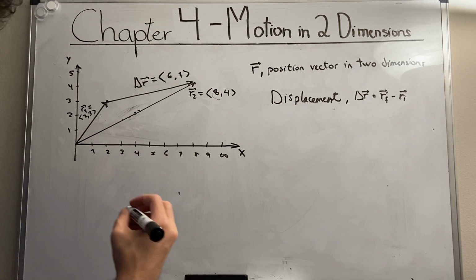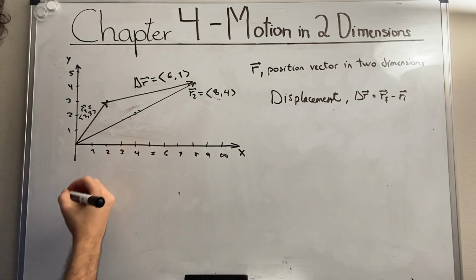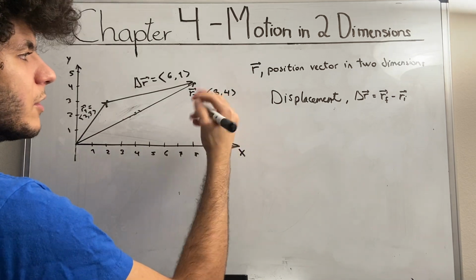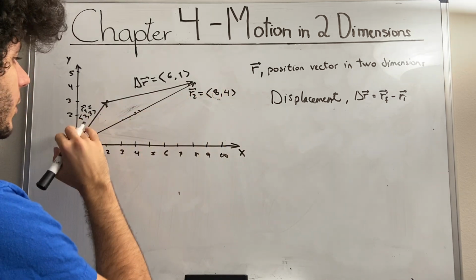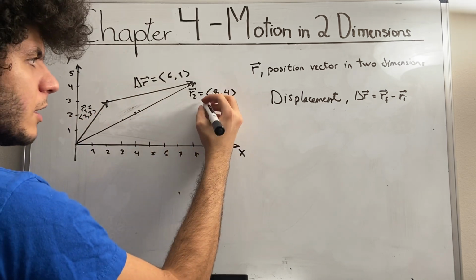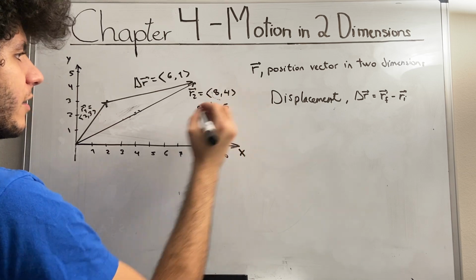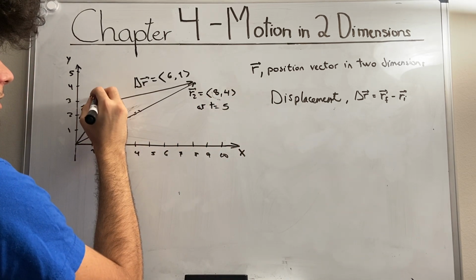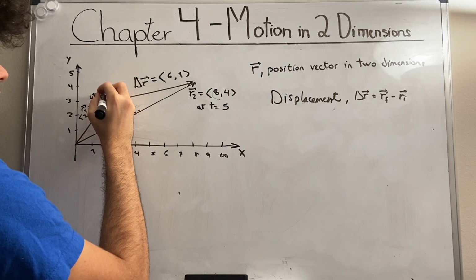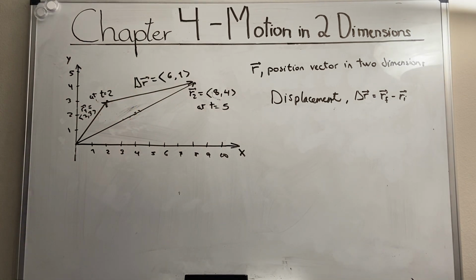The only other mention I would like to make is that, even though we don't have any time associated with these two positions, we can just mention it on the side. We can say at t equals 5, and we can say at t equals 2. And that way we have an idea of at what time these vectors are at these points. We know at what points in time these particles are at these different positions, right?